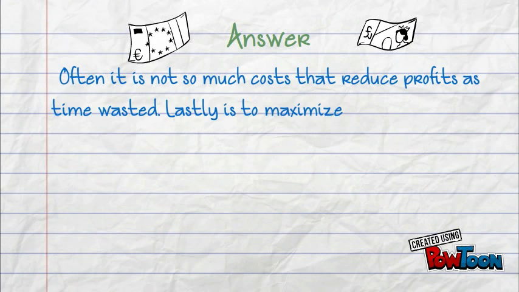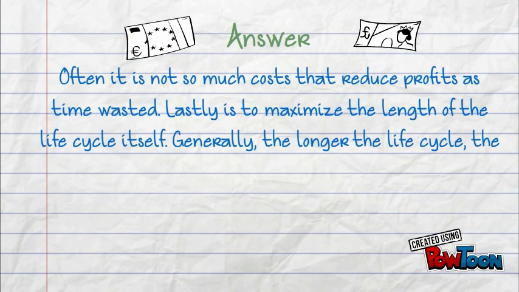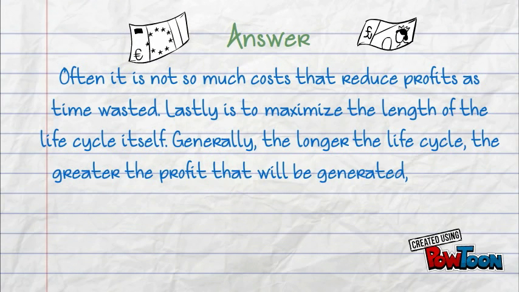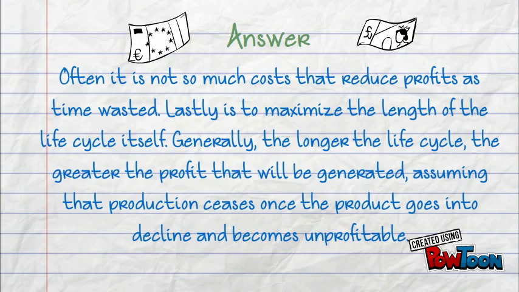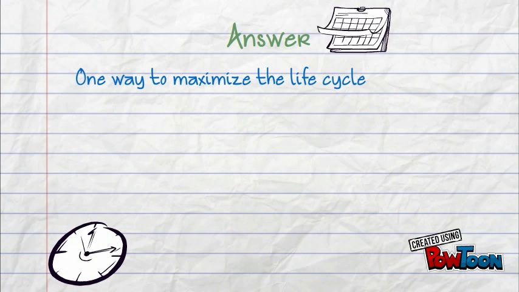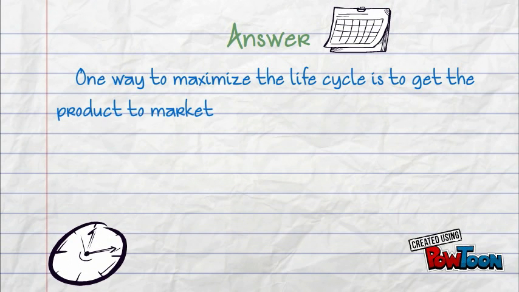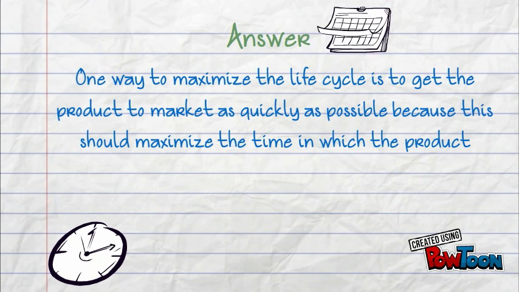Lastly, is to maximize the length of the life cycle itself. Generally, the longer the life cycle, the greater the profit that will be generated, assuming that production ceases once the product goes into decline and becomes unprofitable. One way to maximize the life cycle is to get the product to market as quickly as possible, because this should maximize the time in which the product generates a profit.